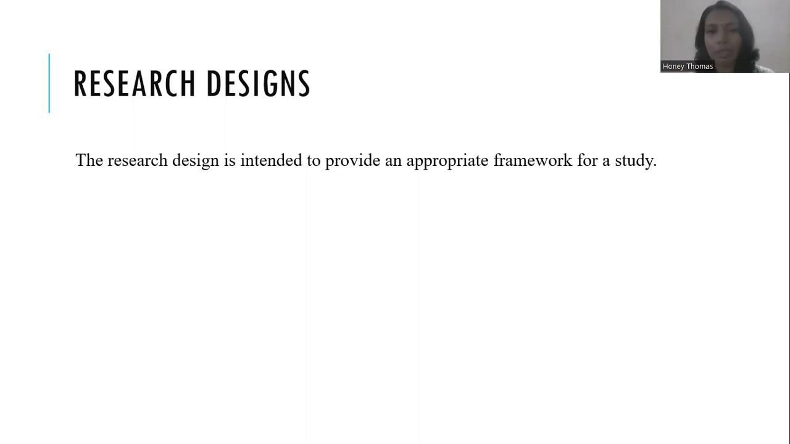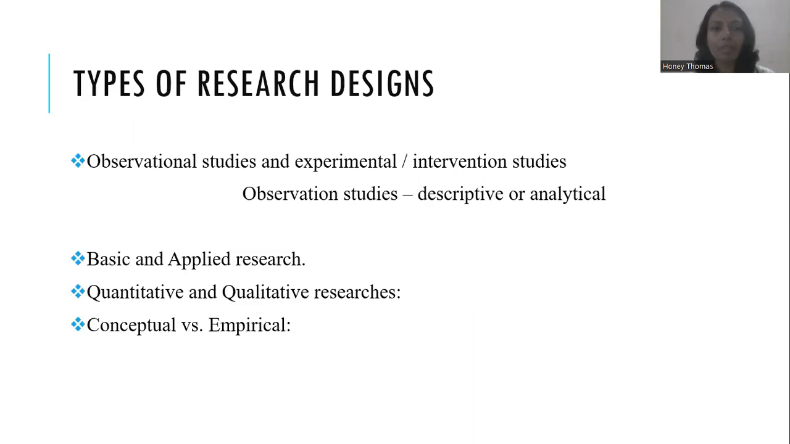I will go deep into the designs in further classes. Just understand, it is the framework for a study. We have a good plan for a study. Then, types of research design. There are 4 major types of research designs. The first major type is observational and experimental designs.